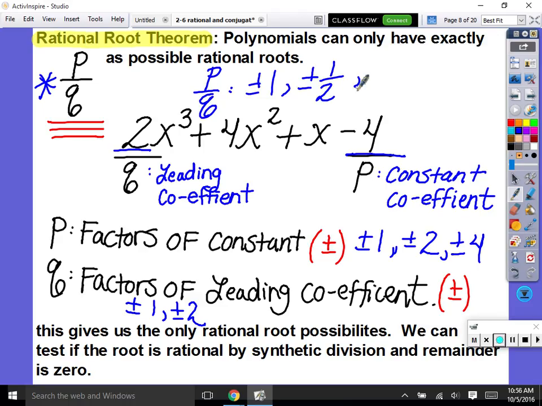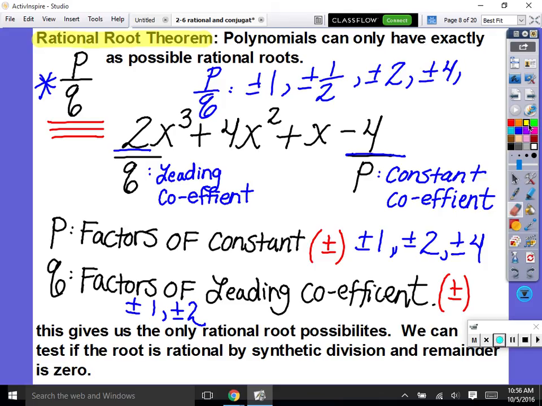2 over 1, that's P over Q. Won't that be 2? So plus or minus 2 is a possibility. And then 2 over 2 is 1. Haven't we already listed 1? And then 4 over 1, so that's a possibility. And then 4 over 2 is 2. Haven't we already listed that? So guys, it's really not that hard.